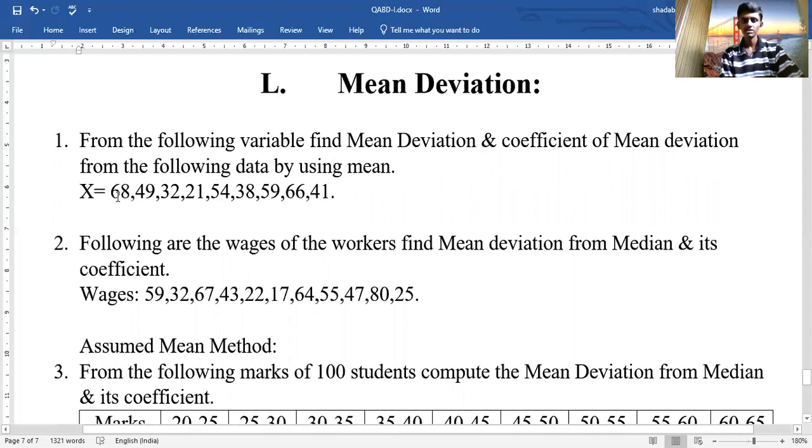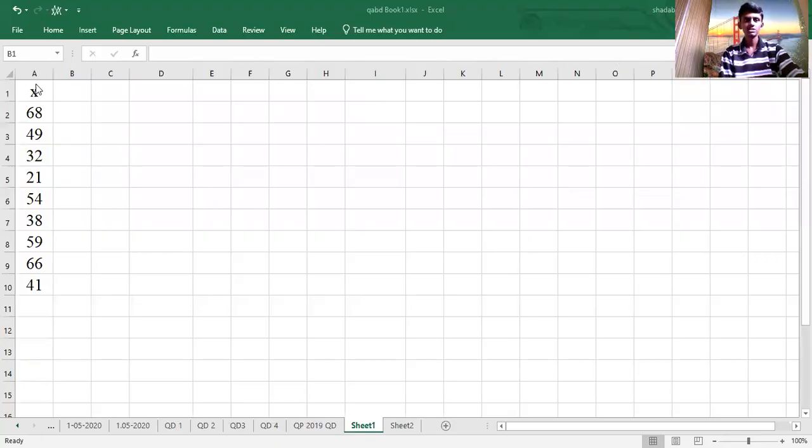The X values they have given are 68, 49, 32, 21, 54, 38, 59, 66, 41. These are the values which they have given. By using this, we will calculate mean deviation. The first step will be, we have to put the x values in ascending order.